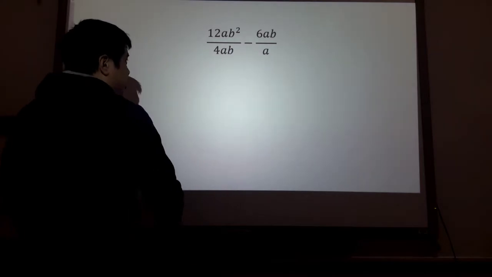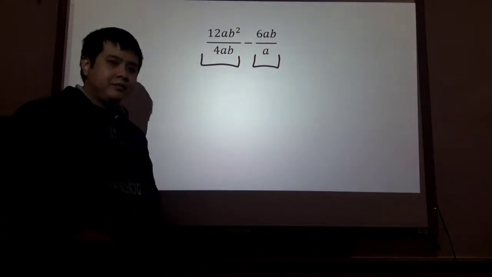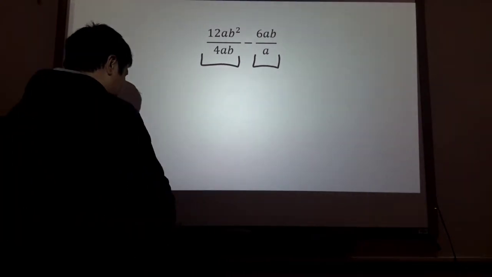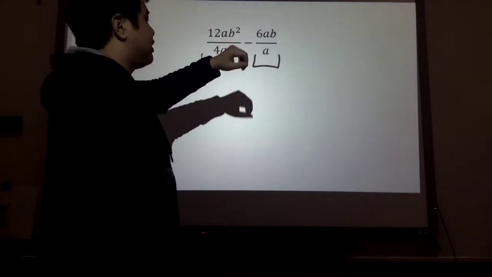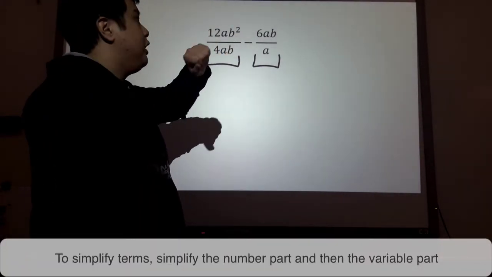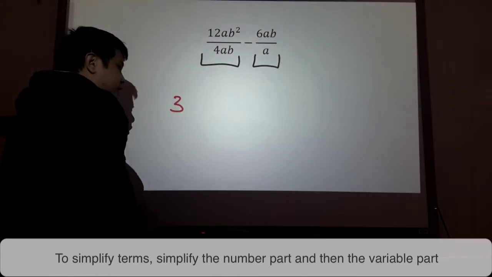Notice how there are two terms here. This is a term, and this is a term. It's very important to identify what is a term inside these expressions. So we're going to simplify this term first. We're going to simplify starting with the numbers in the numerator and the denominator. 12 fourths is the same thing as 3.